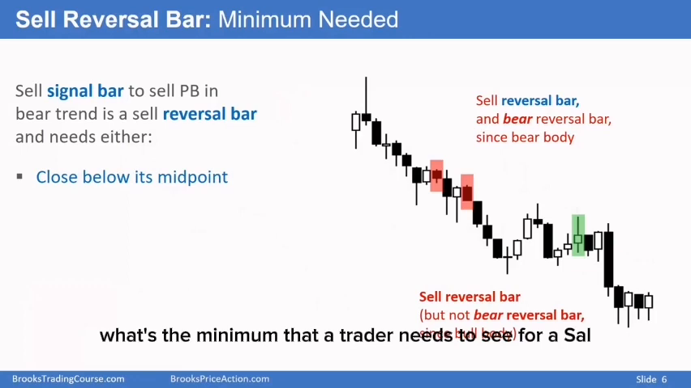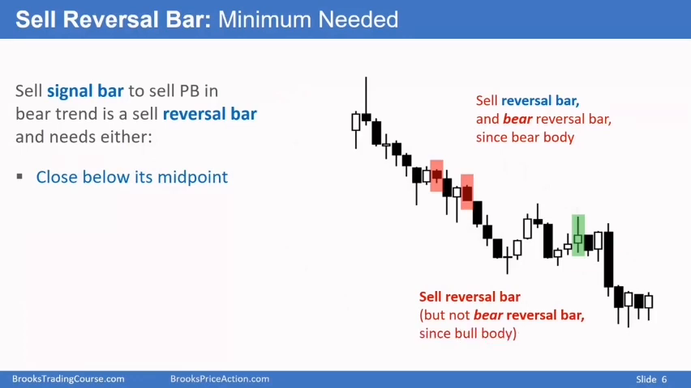What's the minimum that a trader needs to see for a sell reversal bar? Well, a close below the midpoint. Here we have a small bear bar. We have a bear trend, 5 bars down, 6 bars down. And we tried to reverse, not very strongly. So it became a bear flag. And traders look to sell.